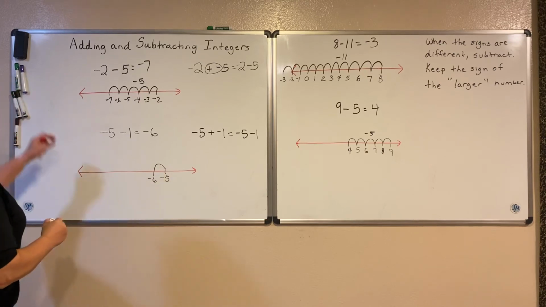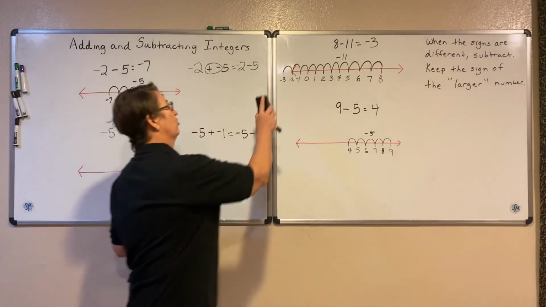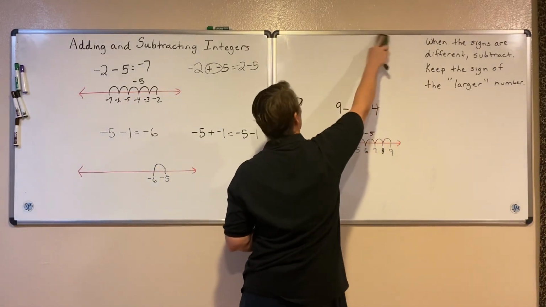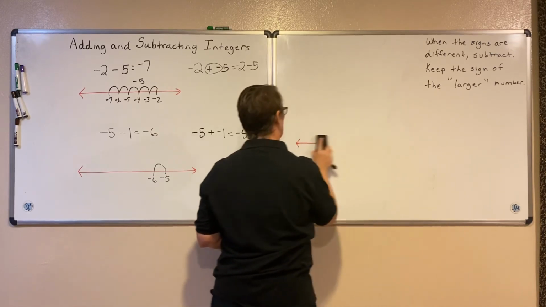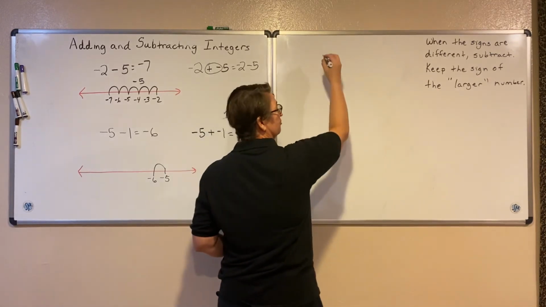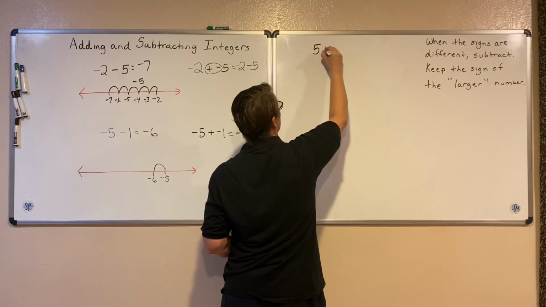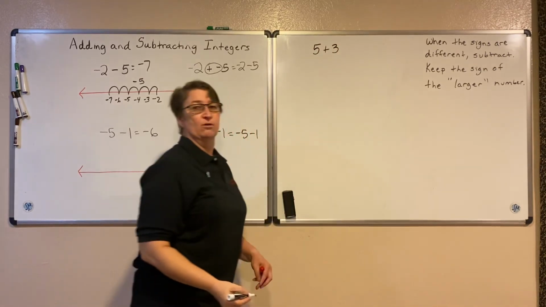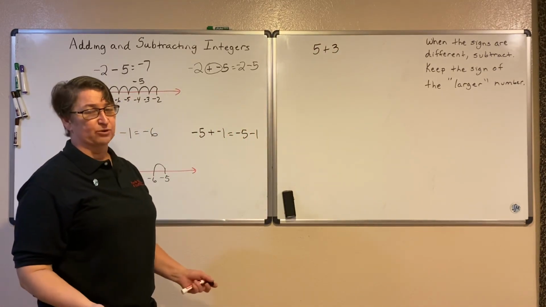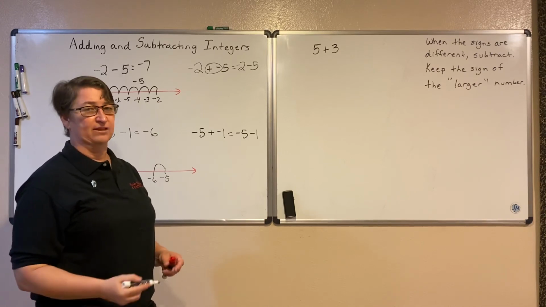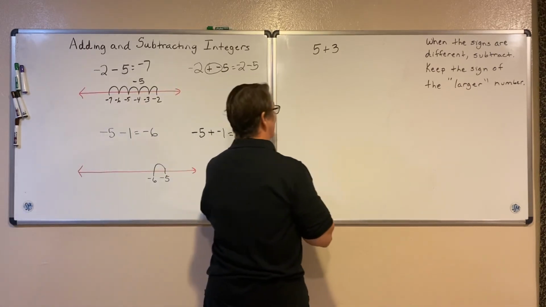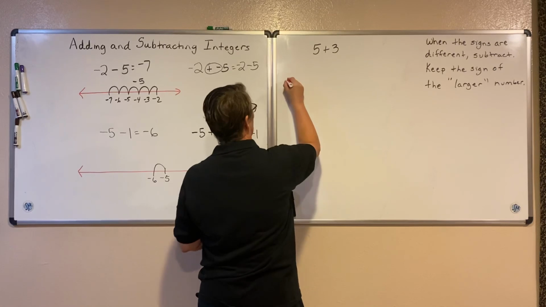All right, well, what about if they're both positive? What happens in that case? We saw that they're both negative, but what about if they're both positive? So say we have 5 plus 3. Well, we know what 5 plus 3 is, right? You know that that's 8. But why does it work the way it does? We'll look at it on the number line.